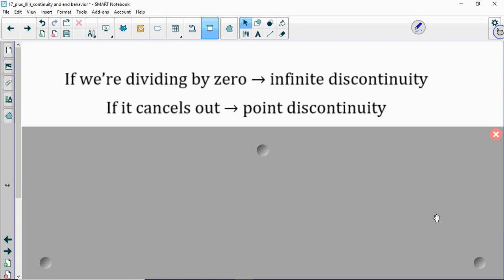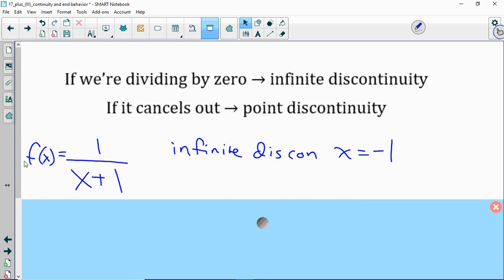So here's the trick. It's all about dividing by 0. We've talked about that a few times recently. We know we're not allowed to divide by 0. So if we see in our function expression that we're dividing by a 0, that's going to give us an infinite discontinuity. If we're dividing by 0, but that factor cancels out with something in the numerator, we're going to have a point discontinuity. So if I had this expression here, that's going to be an infinite discontinuity.